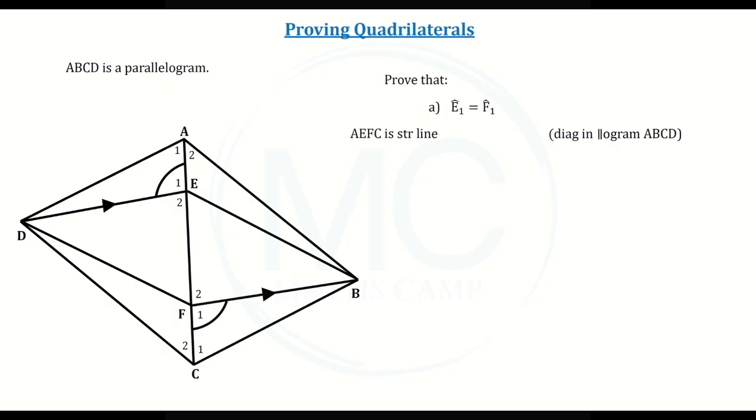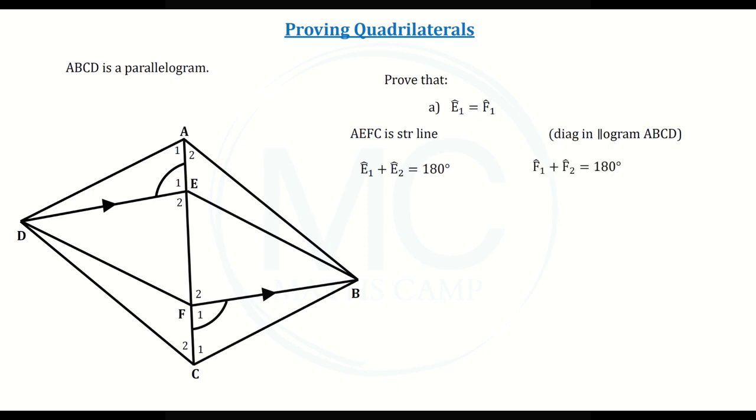E and F both sit on a straight line, which means that the whole of angle E and the whole of angle F must be equal to 180 degrees. This means that angle E1 plus angle E2 will be equal to 180 degrees. And it means that angle F1 plus angle F2 is also equal to 180 degrees.